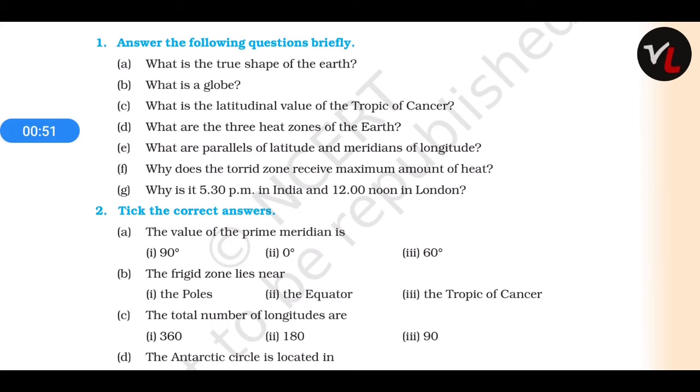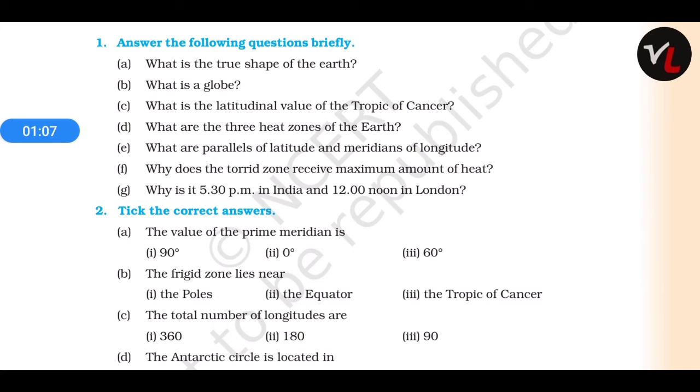Third one is, what is the latitudinal value of the Tropic of Cancer? That is 23.5 degree north. What are the three heat zones of the earth? Torrid zone, temperate zone and frigid zone are the three heat zones of the earth.